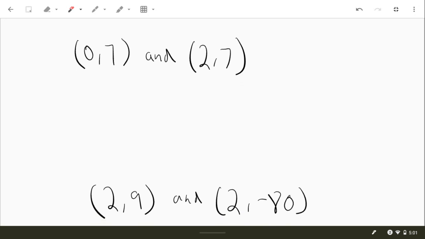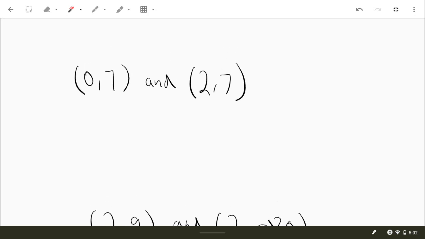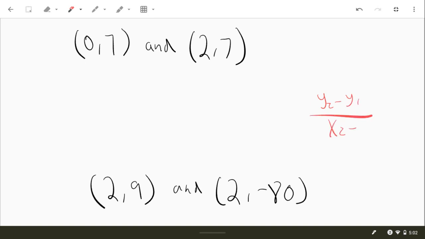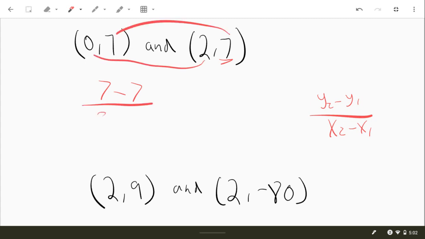Here, you're going to see a couple of special cases. Let me zoom out a little. Y2 minus Y1, X2 minus X1. Let's do 7. I'll do Y2 here, so 7 minus 7, over 2 minus 0. This is going to give us a 0 on top and a 2 on the bottom, which comes out to 0 divided by 2, so it's 0.